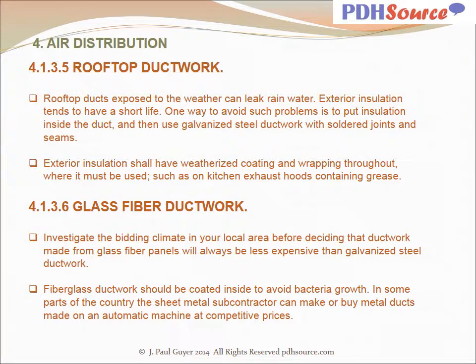Rooftop ducts exposed to the weather can leak rainwater. Exterior insulation tends to have a short life. One way to avoid such problems is to put the insulation inside the duct and then use galvanized steel ductwork with soldered joints and seams. Exterior insulation shall have weatherized coating and wrapping throughout and where it must be used, such as on kitchen exhaust hoods containing grease. Glass fiber ductwork is an option.